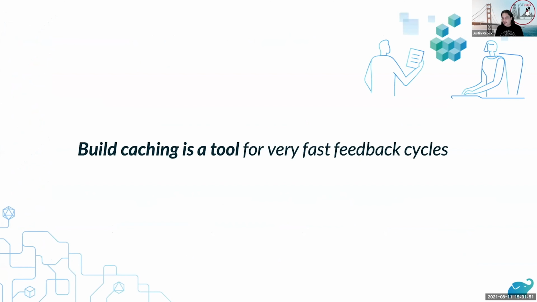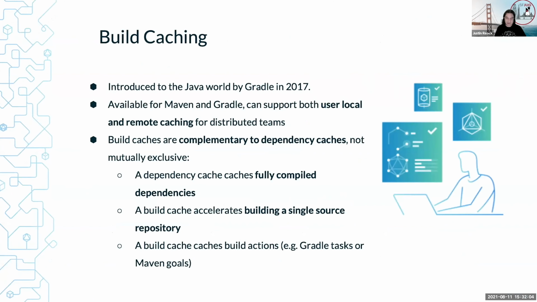So if we can agree then that fast feedback cycles, and feedback cycles that are as fast as they possibly can be, is really what we're talking about here, then we can look at one approach and say that build caching is a tool for very fast feedback cycles. Build caching was introduced to the Java world by Gradle back in 2017, right? So it's actually a relatively new approach. It's available for Maven and Gradle. And it can support both local and remote caching for distributed teams. In other words, you can take advantage of caching parts of your build, either tasks if you're using Gradle or goals if you're using Maven, locally, or you can also share a cache with a remote developer team and a CI pipeline, which is really great.